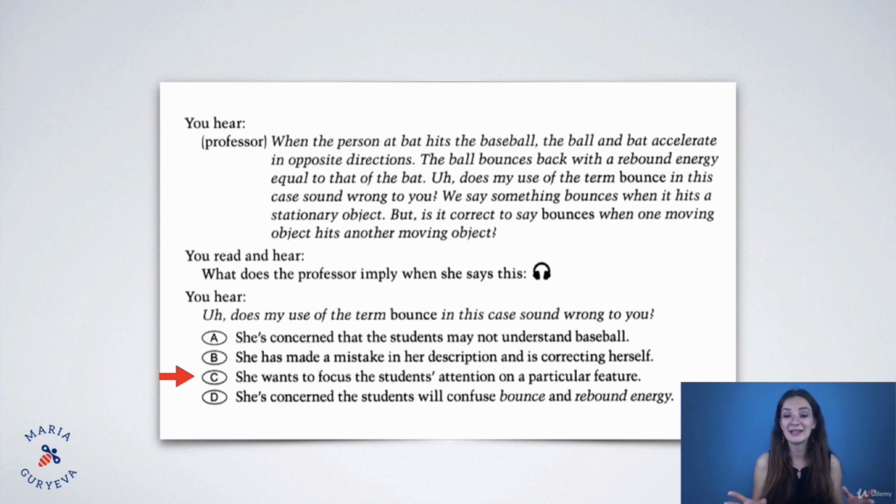She has made a mistake in her description and is correcting herself. All right, this is pretty tricky because usually a professor is a hero, we know that, so it's very unlikely that a professor made a mistake. Well, sometimes, maybe in some very rare situation, there will be a mistake that the professor immediately corrects, but usually it's just within one sentence because our professor is a hero.